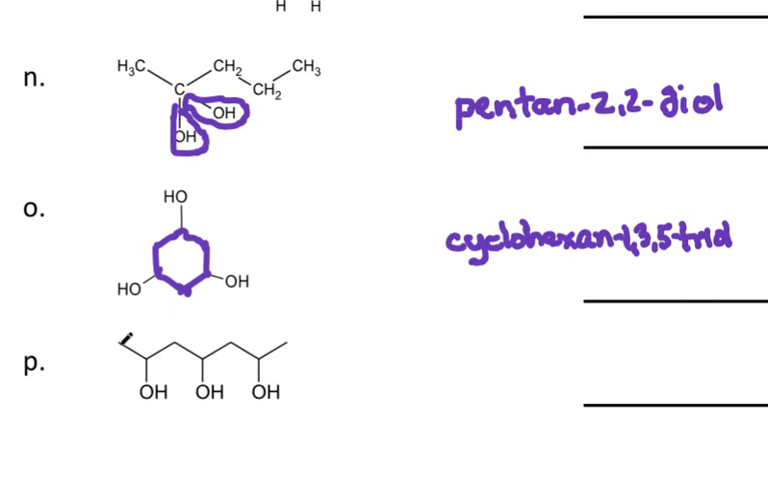And last one. Here our primary is 1, 2, 3, 4, 5, 6, 7 carbons long. That would be heptane, if that were the whole story. But it's not. It's heptanol. There are 3 hydroxyl groups, so it's heptantriol. And they are on carbons 2, 4, and 6. So heptan 2, 4, 6 triol should do it for that last one.